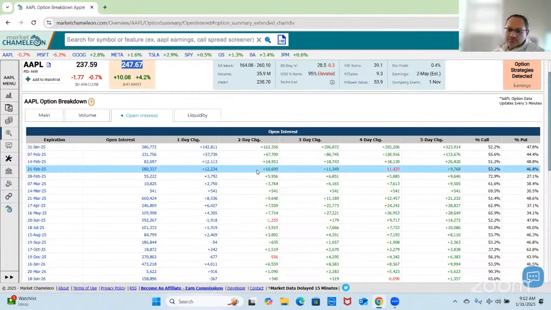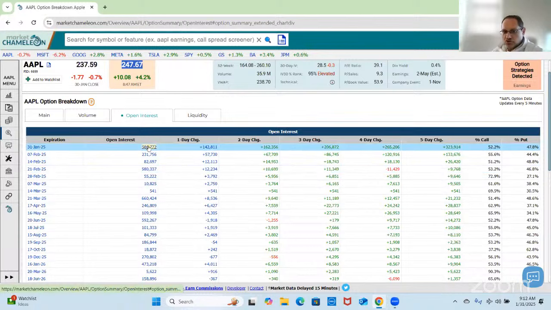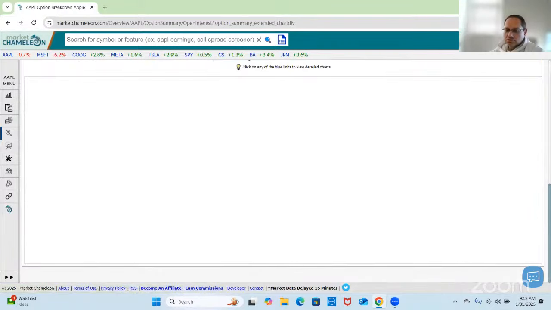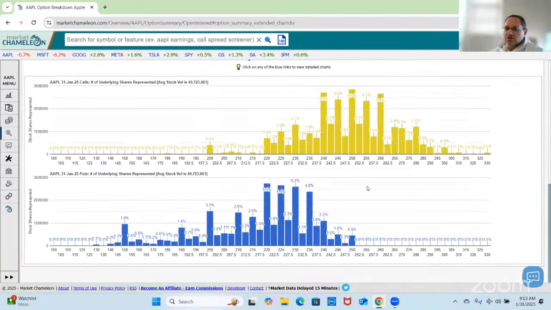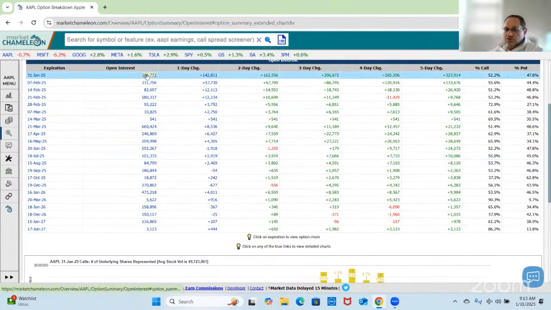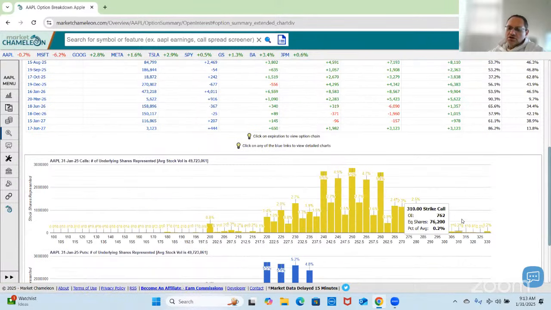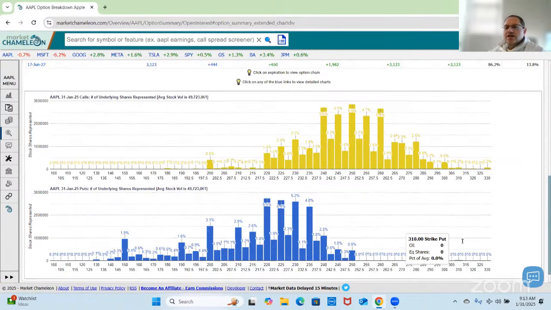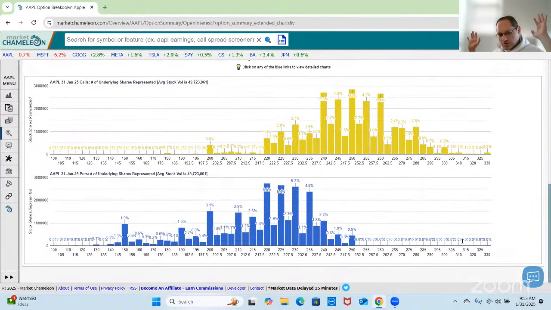So let's take a look at the open interest on a relative basis. I'm going to click now on this total, 586,000. Okay, and we get a different graphical view when you click on this. It's not the change.